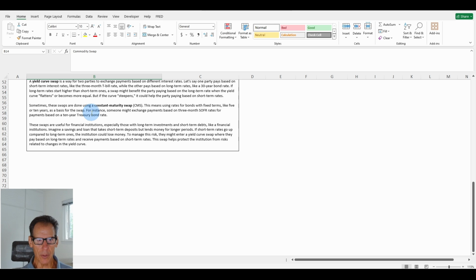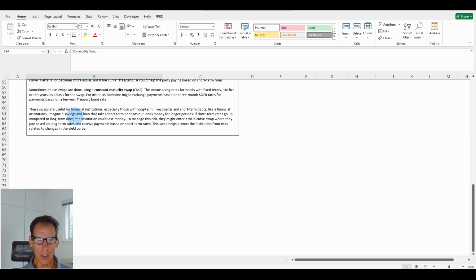Sometimes these swaps are done using constant maturity swaps, CMS. This means using rates for bonds with fixed terms, like 5 or 10 years, as a basis for the swap. For instance, someone might exchange payments based on 3-month SOFR rates for payments based on a 10-year treasury. These swaps are useful for financial institutions, especially those with long-term investments and short-term debts.